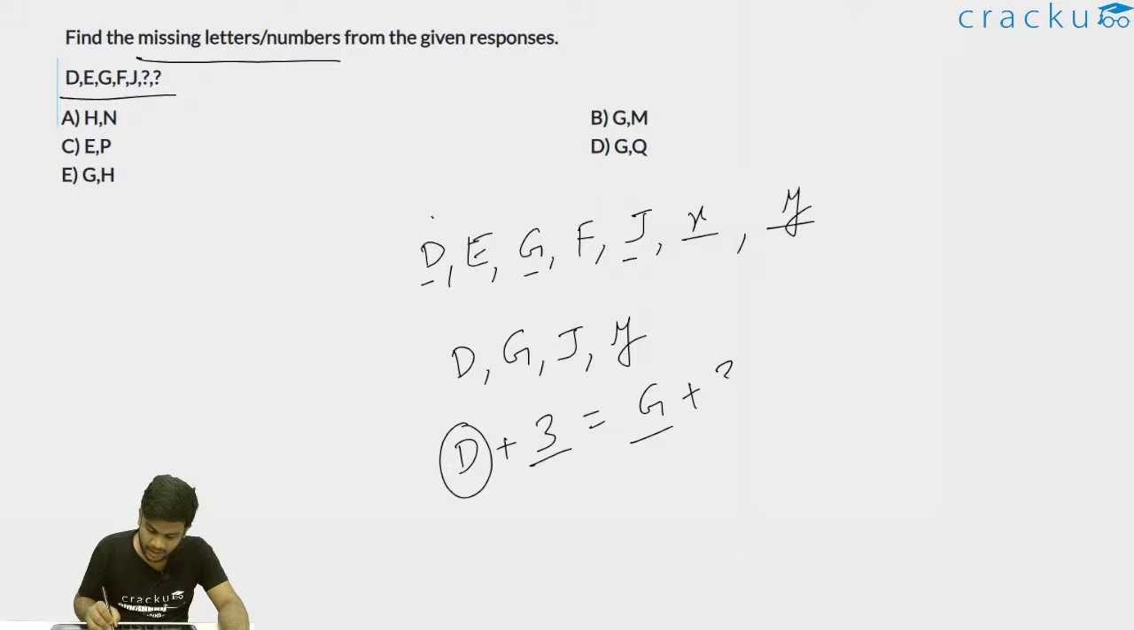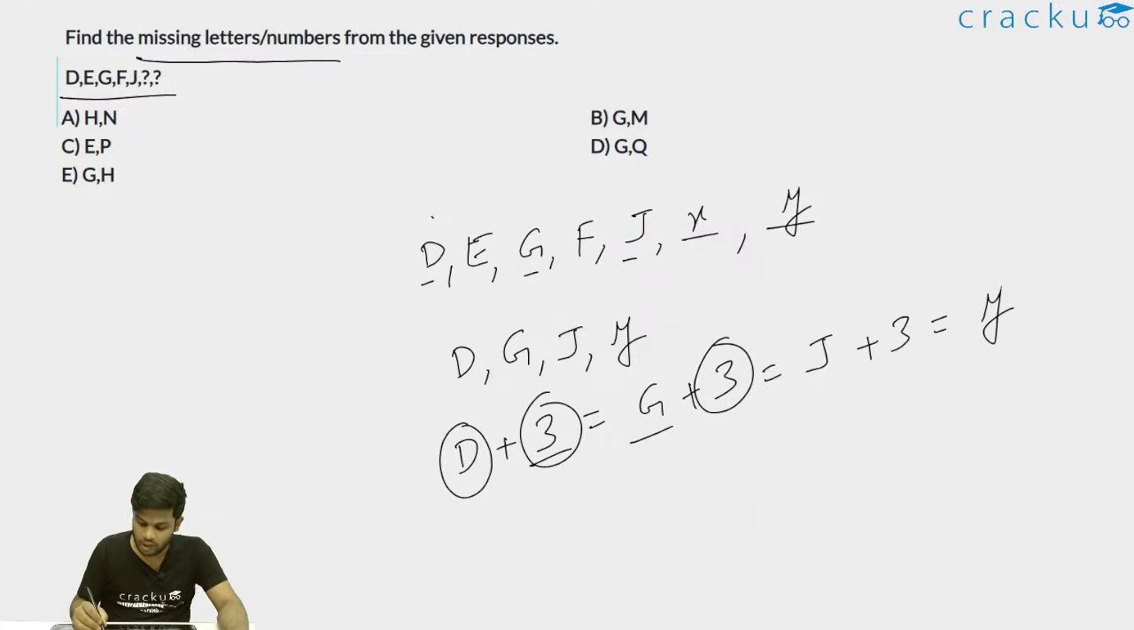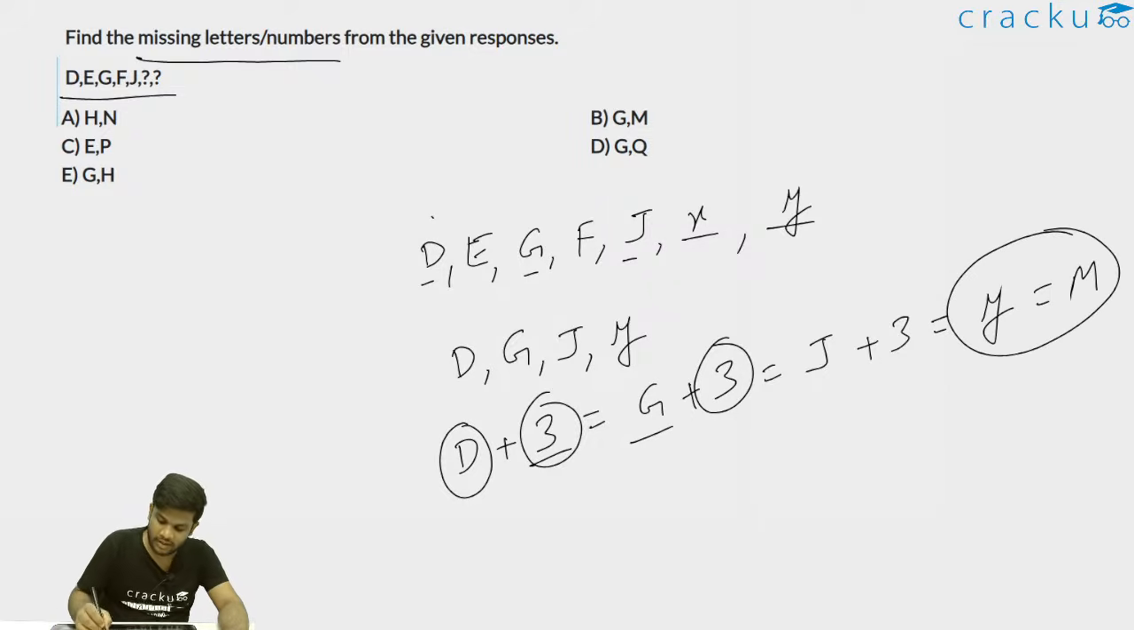If we again add 3 to G, we will get J: H, I and J. So we can see the pattern clearly that we are adding 3 to each term to get the next term. So again, if we add 3 here, we will get our letter which is Y. So after J, it is K, L and M. So Y is M. So this letter is M.